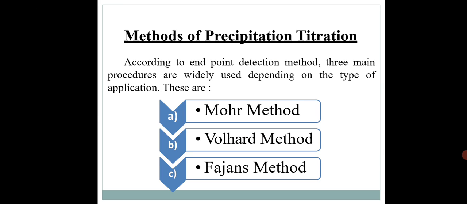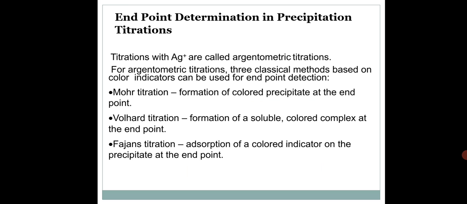Next is the methods of precipitation titration. According to the endpoint detection method, there are basically three types of precipitation titration. First is Mohr's method, second is Volhard's method, and third one is Fajans' method. According to the endpoint determination, Mohr's titration is the formation of a colored precipitate at the endpoint. In Volhard's titration, formation of a soluble colored complex at the endpoint, and in Fajans' titration, adsorption of a colored indicator on the precipitate at the endpoint.